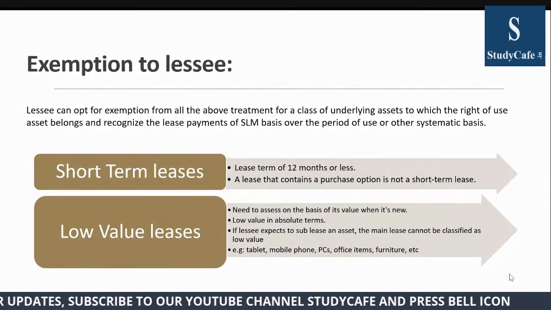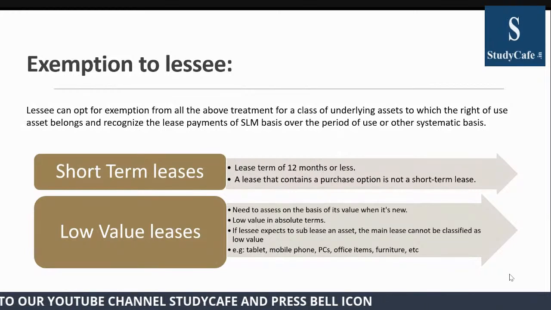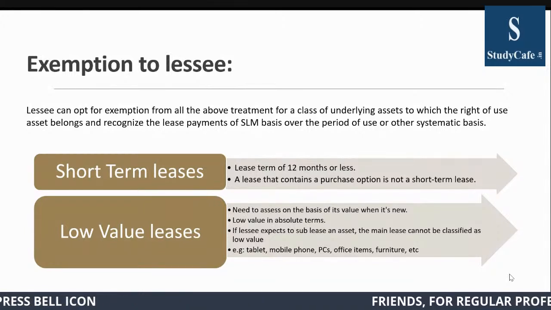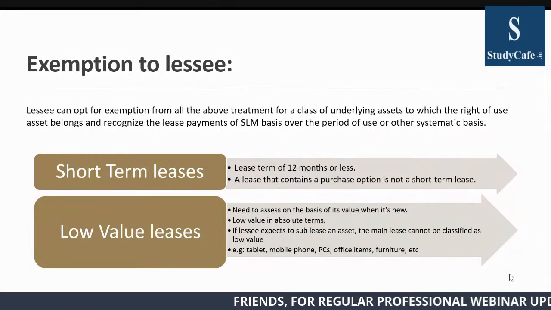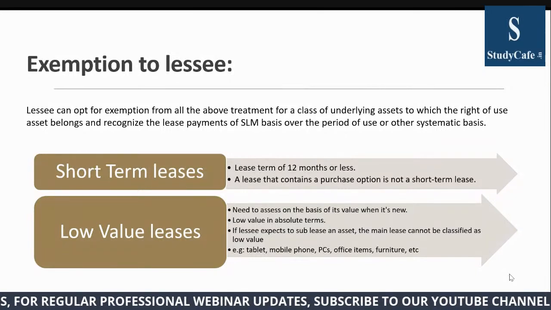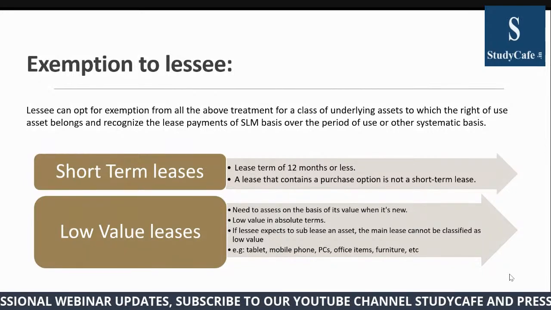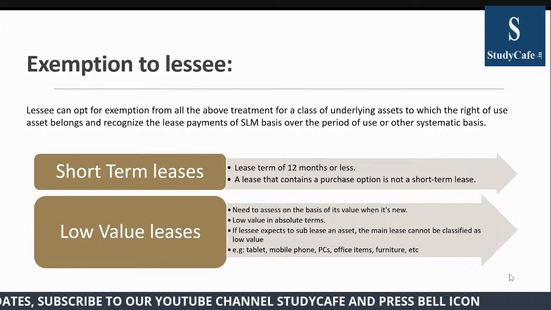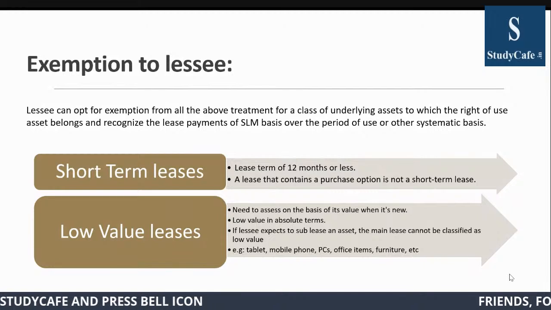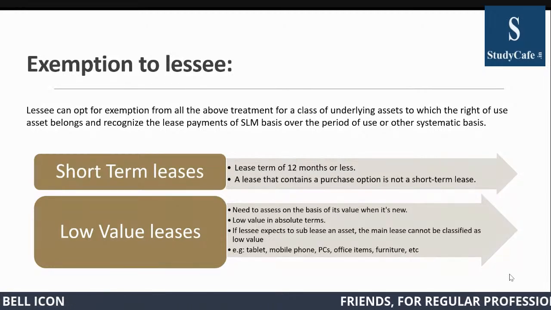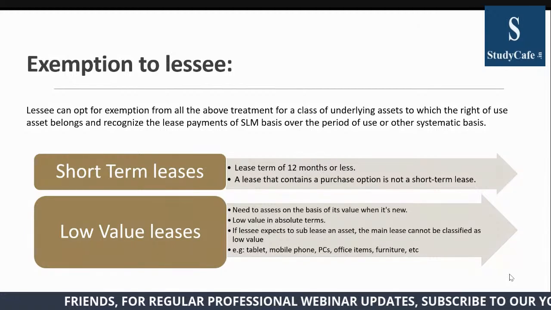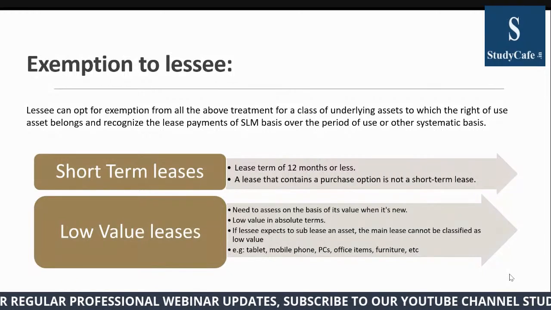Now, since this standard has brought all the leases onto the balance sheet, and the concept of classification has been discarded, this standard also gives an exemption to the lessees. As per these exemptions, there are two kinds of leases. Number one is short term leases. What is a short term lease? A lease which has a lease term of 12 months or less. The other is low value leases. Low value leases are basically leases of assets which have an absolutely low value, right?